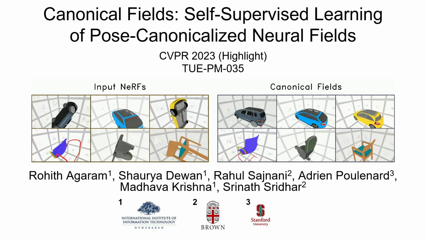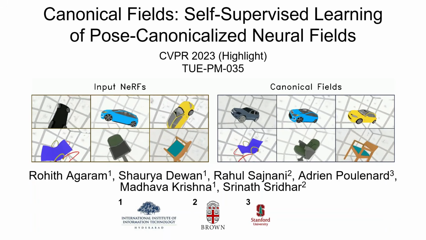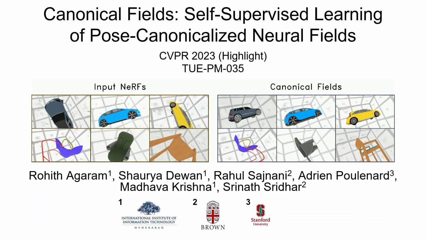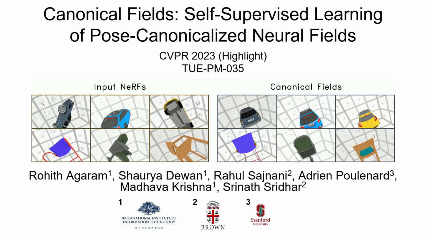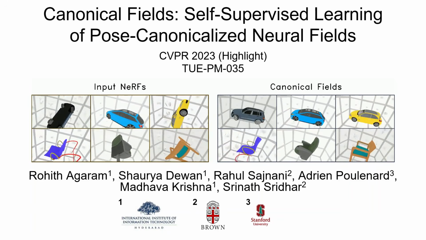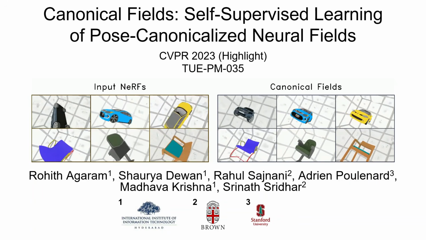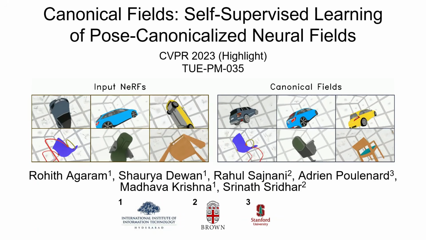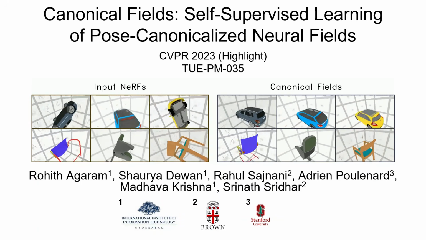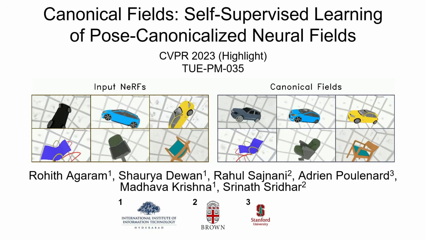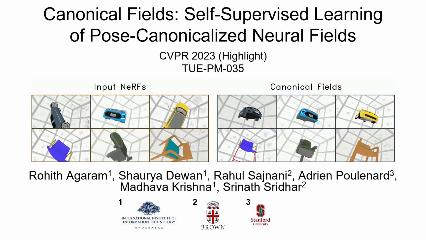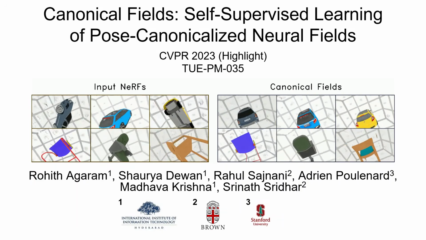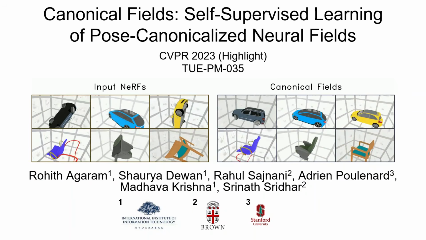In this paper, we present Canonical Field Network, CaFi-Net, the first self-supervised method for category-level canonicalization of the 3D position and orientation of objects represented as neural fields, specifically neural radiance fields. During inference, our method takes as input neural radiance fields of object instances from a category at an arbitrary pose and estimates a canonical field that is consistent across the category. Now we will dive deeper into the various aspects of our work.